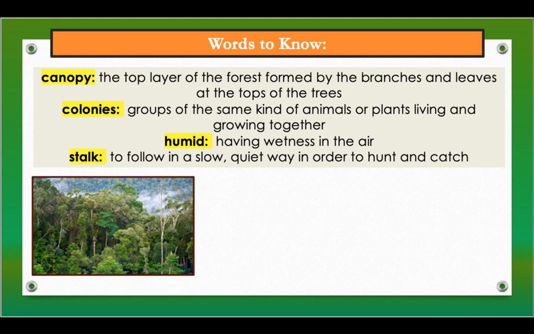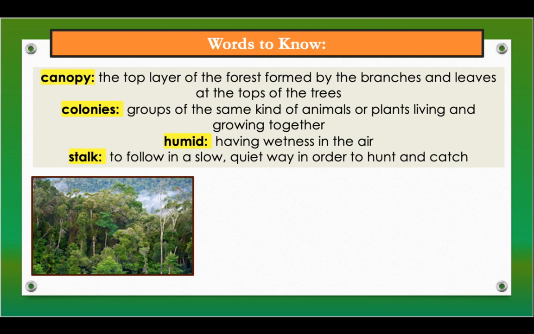Here are the words we need to listen for in our story. The first word you're going to hear in your story is canopy. A canopy is the top layer of the forest formed by the branches and leaves at the tops of the trees. An example of this is: the canopy of the forest shades the plants and animals below.